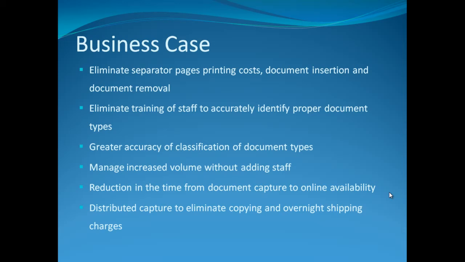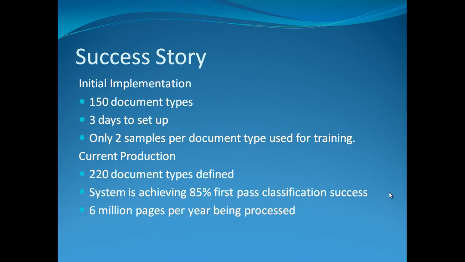First off, we can eliminate separator pages, printing costs, document insertion, and document removal. Eliminate the training of staff to accurately identify proper document types. There's going to be greater accuracy of classification of document types. We can manage the increased volume without adding staff. We can reduce the time for document capture to online availability through the use of automation. And we can use distributed capture to eliminate copying and overnight shipping.